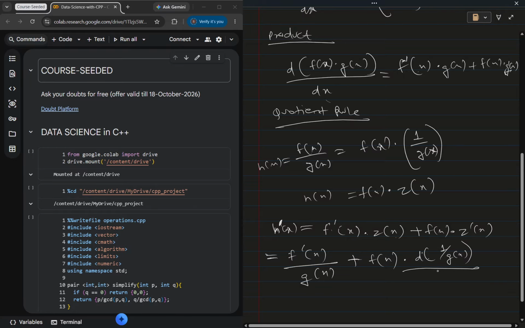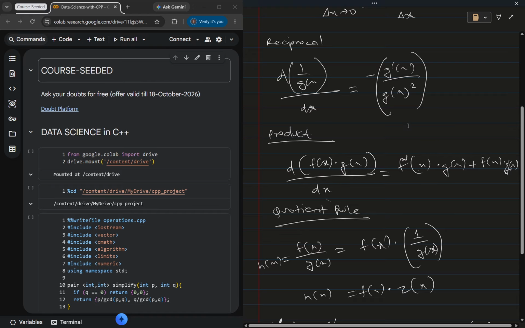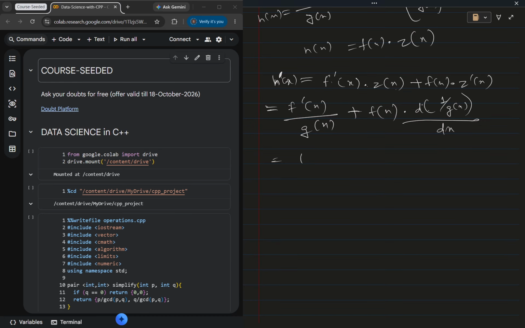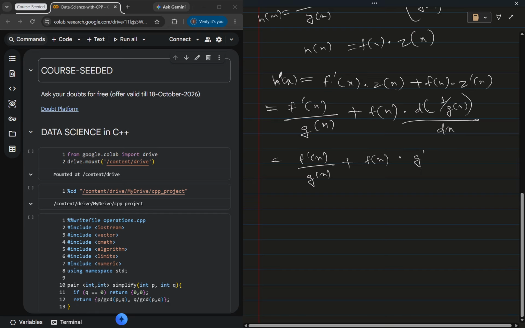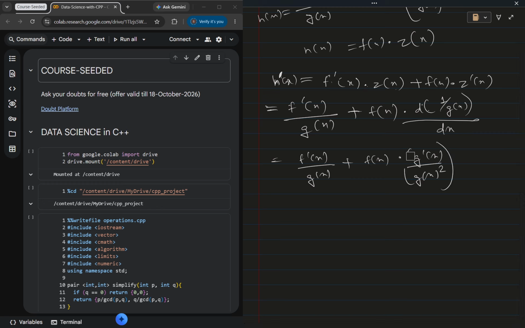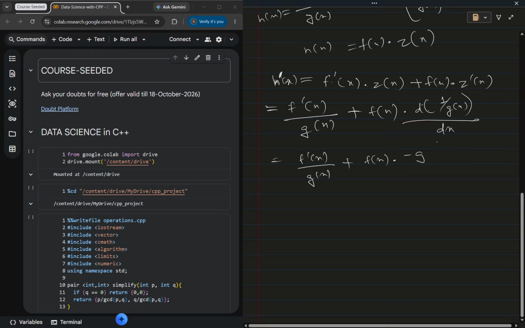You already know what the derivative of 1 by g(x) was, from the reciprocal rule. So you have f'(x) by g(x) plus f(x) times, you can directly write it over here, g'(x) divided by g(x) square. There will be a minus sign over here, so minus of g'(x) divided by g(x) whole square. You can write this in a bracket.